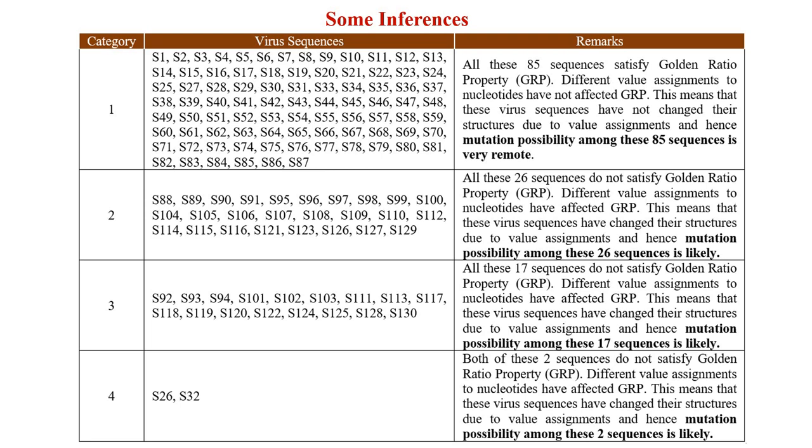Number 1, S1 to S87 other than S26 and S32 show remote mutation possibility. Number 2, 26 sequences show very likely mutation possibility. Number 3, 17 sequences show very likely mutation possibility. And number 4, S26 and S32 show very likely mutation possibility.